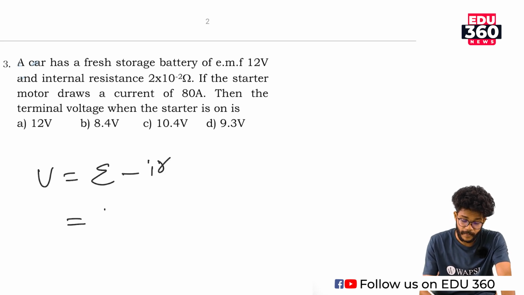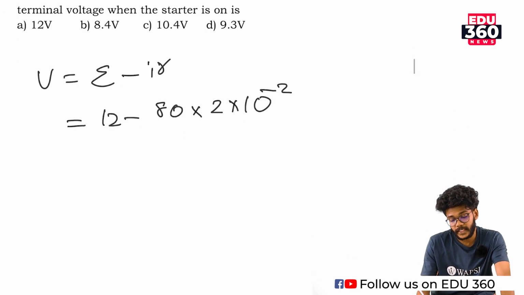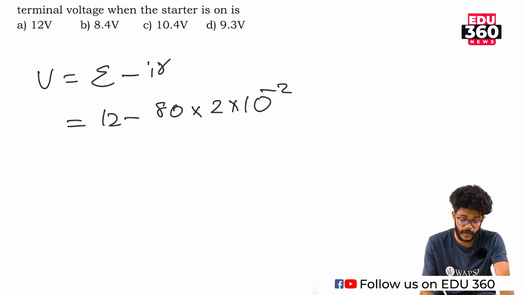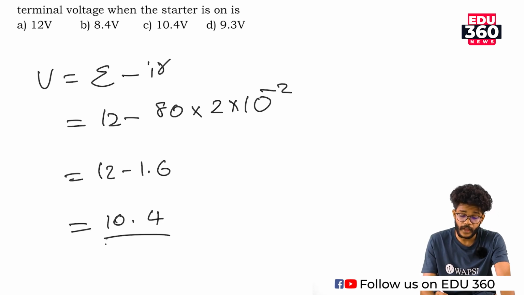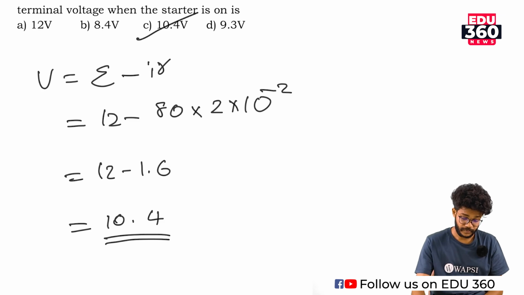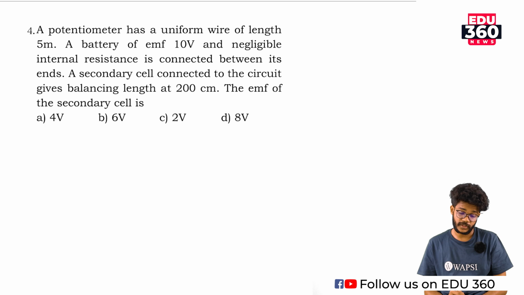EMF is 12 minus I is 80. 80 is multiplied by 2 into 10 raised to minus 2. 2 into 80 is 160. 160 into 10 raised to minus 2 is 1.6. So 12 minus 1.6 is equal to 10.4. So option C is the correct answer, 10.4 volt. Okay. Then we can move to the fourth question.